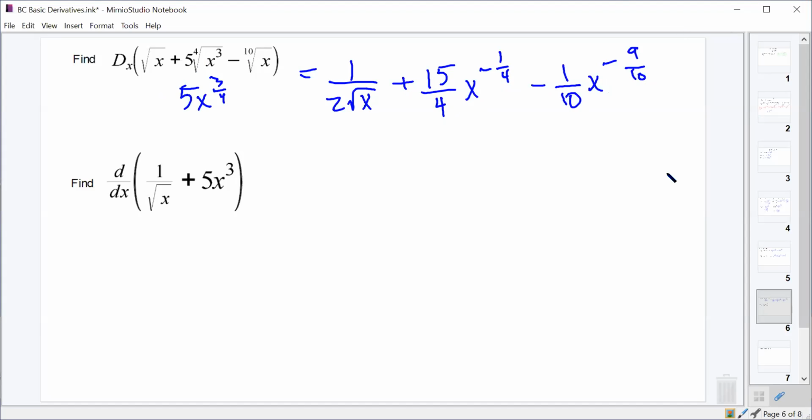No, Delphine, you can leave your answers with negative exponents. That's totally fine. You could have written this one as 1/2 x to the negative 1/2 if you wanted. We have the rule for root x memorized, so that's why I left that one this way and the other ones as negative. But either way, it's fine.